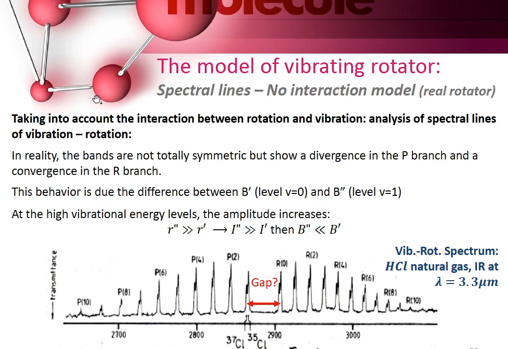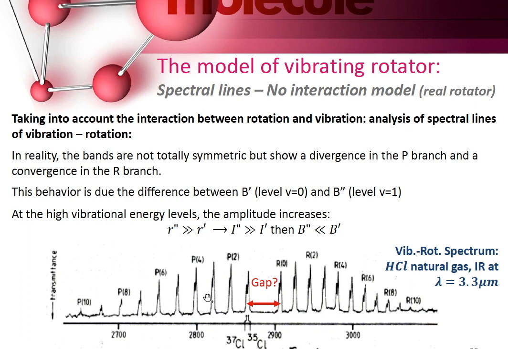So far we have seen that with the no interaction model, which means that there is no interaction between vibration and rotation, we have considered the case of the real rotator, which means that there is a centrifuge distortion D. However, experimentally speaking, we can notice that the spacing between the lines of the ridge band gets smaller and is different from the spacing between the lines in the pool band.